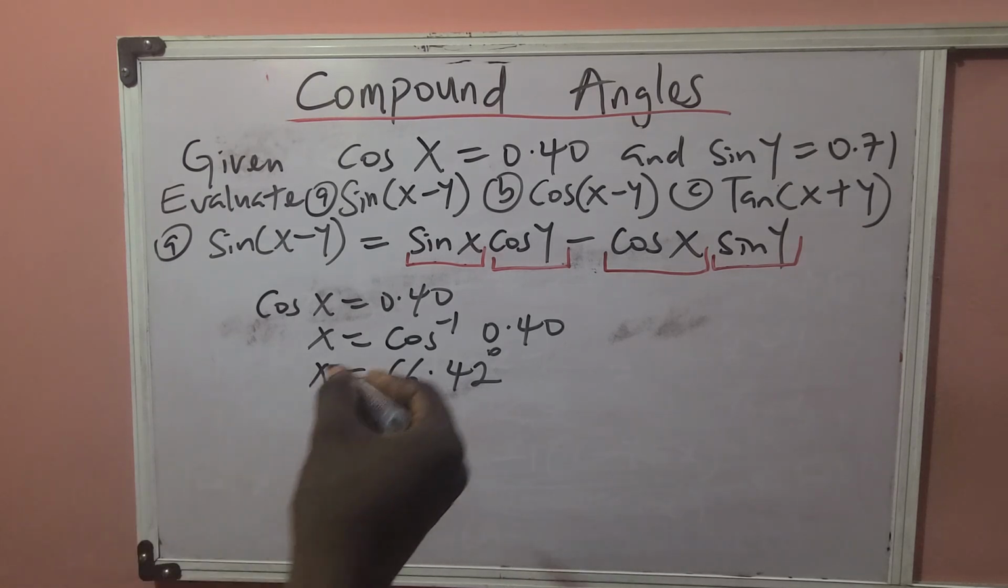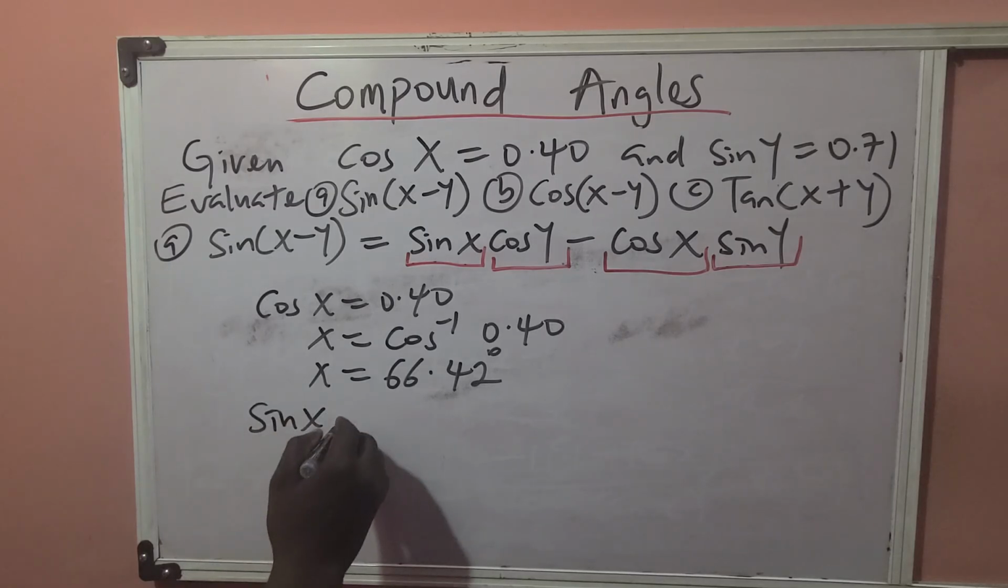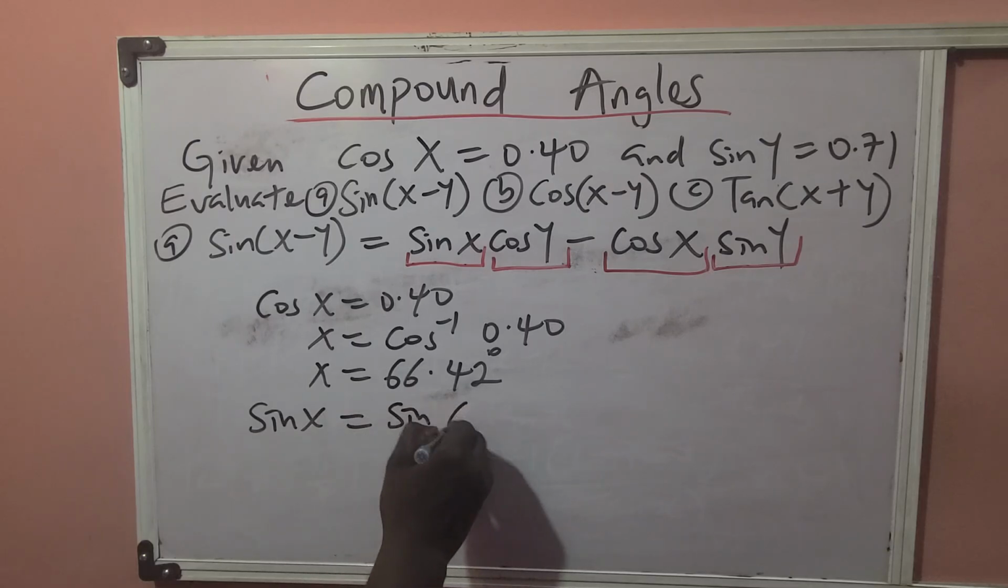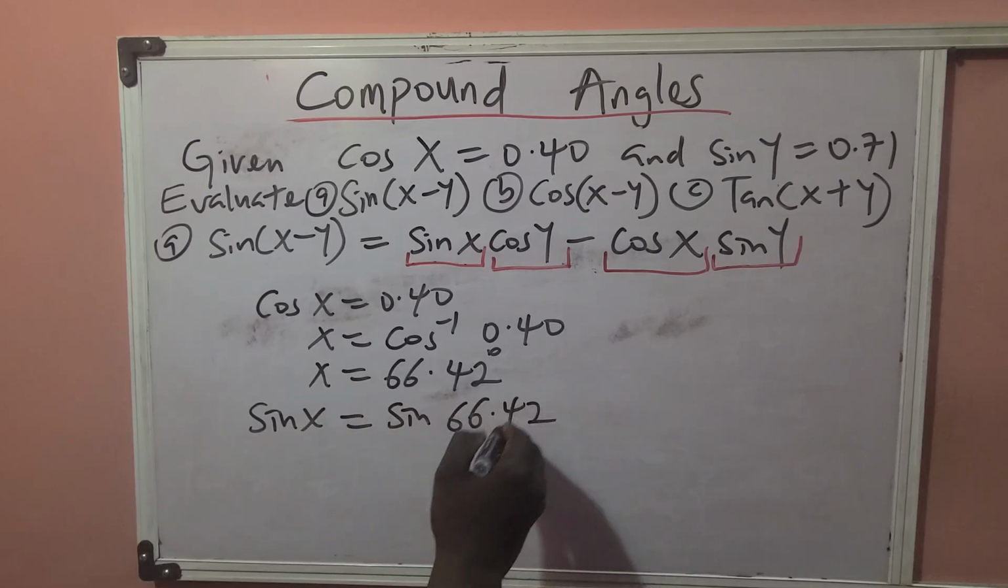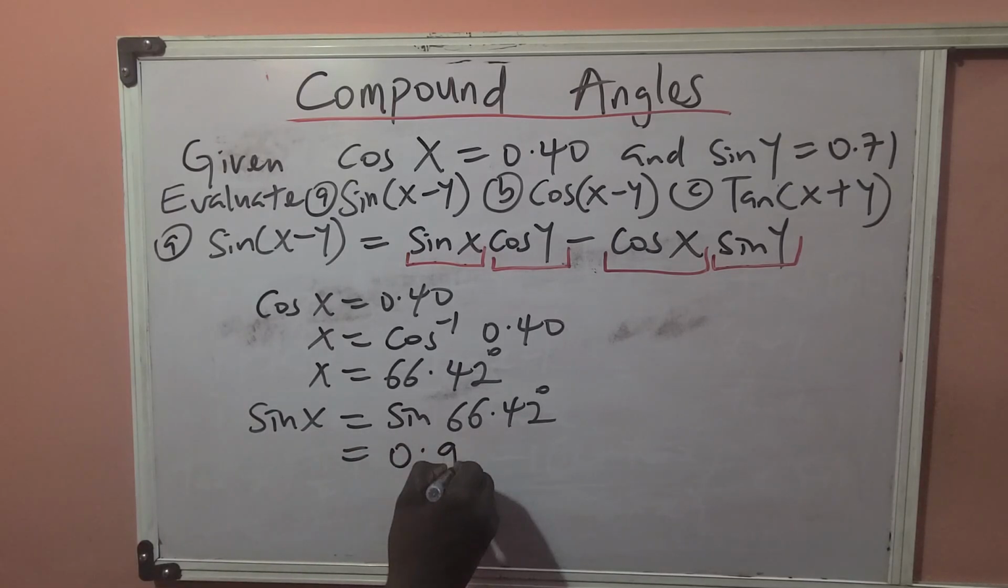So we can then go on to evaluate my sine x. My sine x will now no longer be just sine x. We can easily write sine 66.42 degrees. So you can go on to find the sine of 66.42, and we're going to arrive at 0.9165.